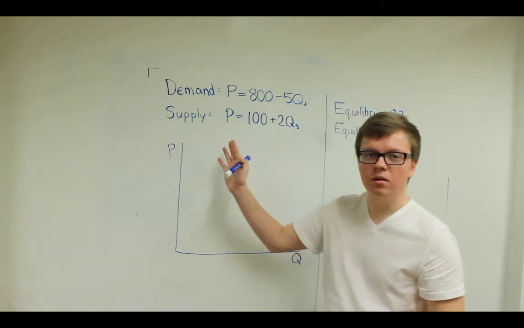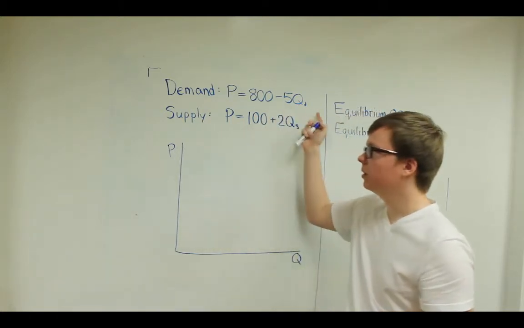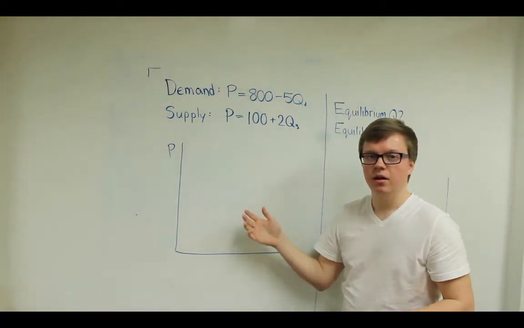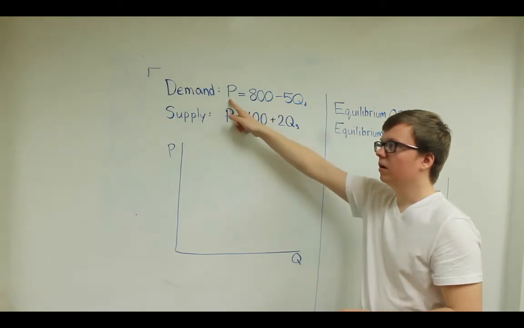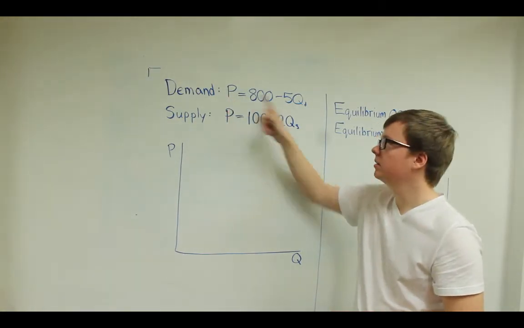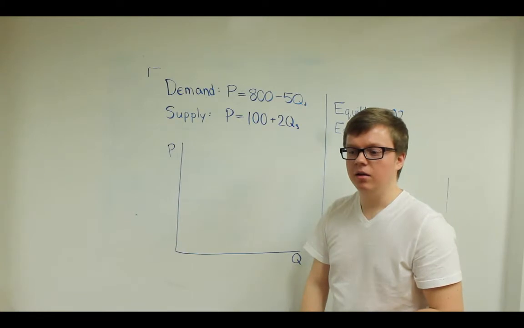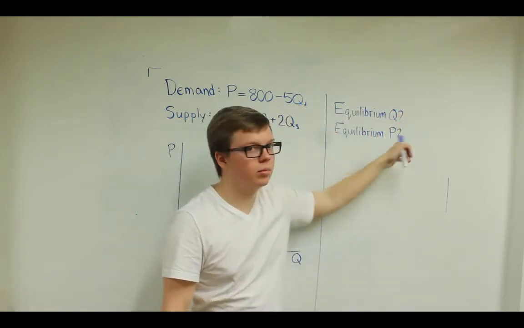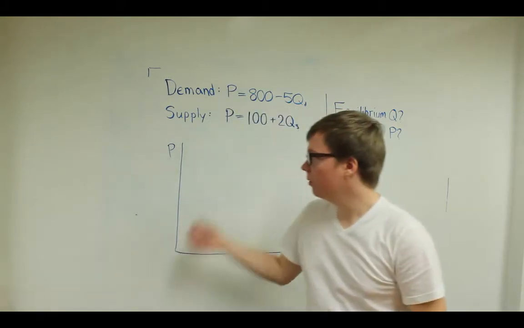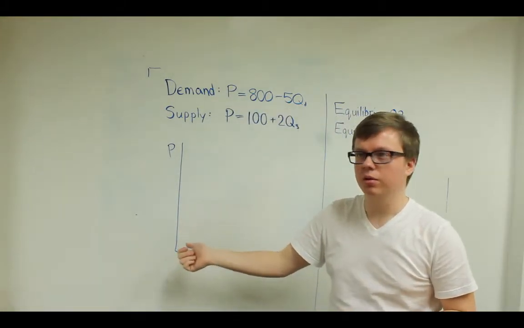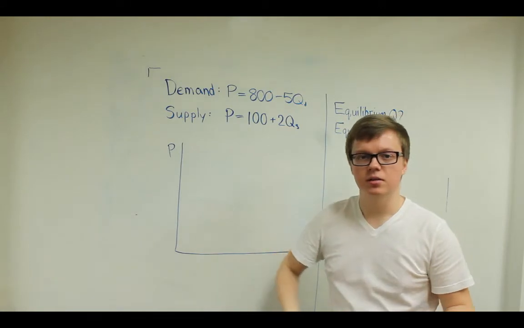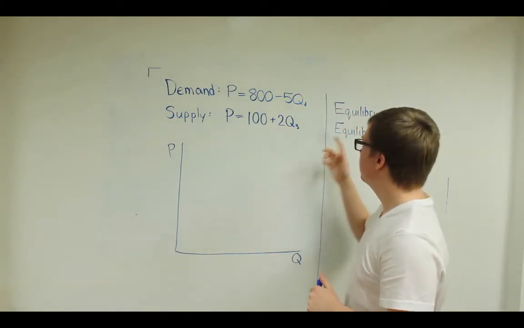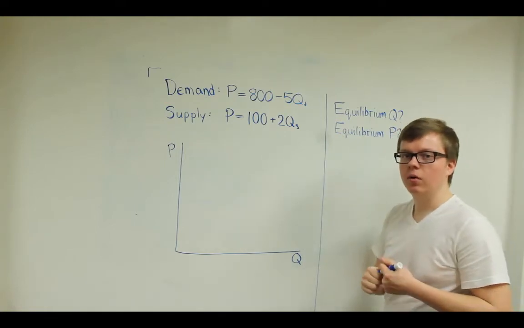So to start out, we have two equations: demand and supply. As usual, these are equations that relate price and quantity. And we want to solve for three things. First, we want the equilibrium quantity, then we want the equilibrium price, and then we want to graph both functions and see if we can plot where the equilibrium is. So we'll start with the equilibrium quantity.